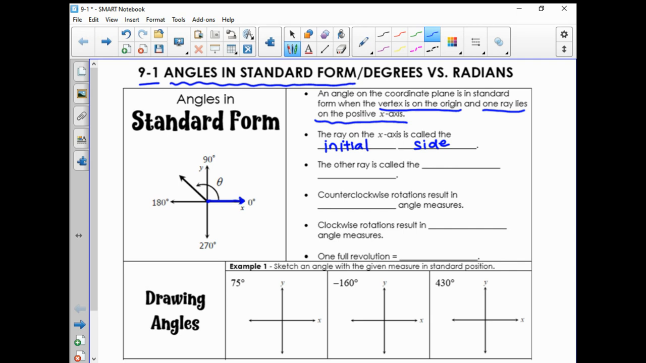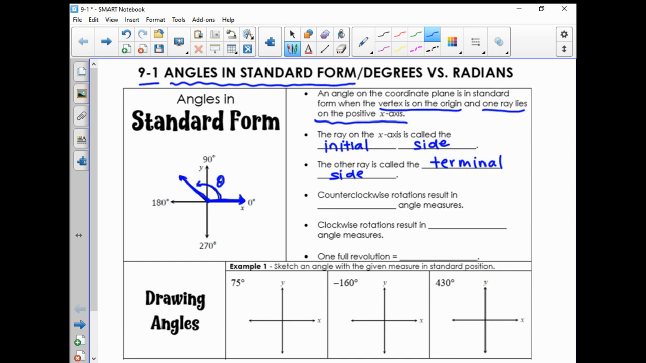And the other ray, where we end, we call the terminal side. So this right here would be our terminal side. When they're talking about that angle right there, there's your theta. So it always starts on that x-axis, but then it can go anywhere for the terminal side.